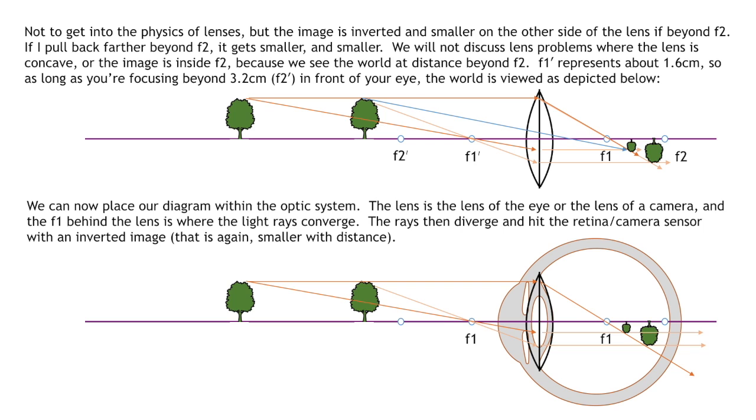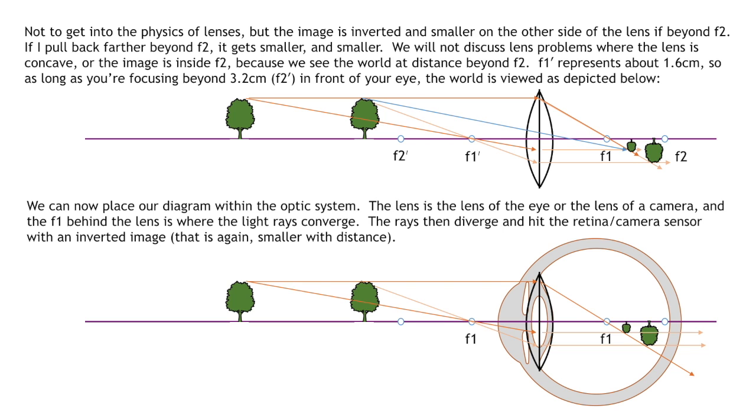f1 prime represents about 1.6 centimeters within our eye, so as long as you're focusing beyond about 3.2 centimeters, f2 prime in front of your eye, the world is viewed as depicted. We can now place our lens diagram within the optic system. The lens is the lens of our eye or the lens of a camera, and the f1 behind the lens is where the light rays converge.